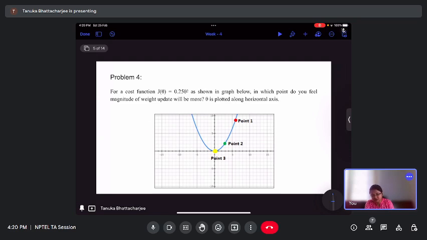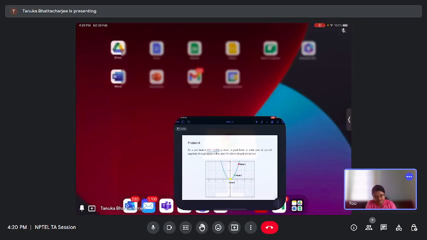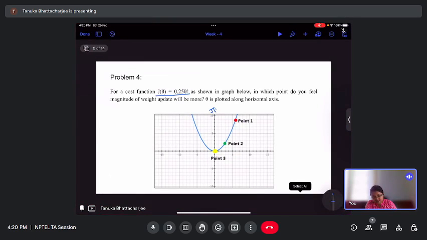So, here again we have given you the cost function, which is 0.25 theta square, and that cost function has been plotted with theta. In this graph, the y axis is J theta, the x axis is theta. Now, 3 points are shown on the graph, point 1, 2 and 3. In which point do you feel the magnitude of weight update will be more? What do you think, at which point 1, 2 or 3, will the weight update magnitude be the highest?